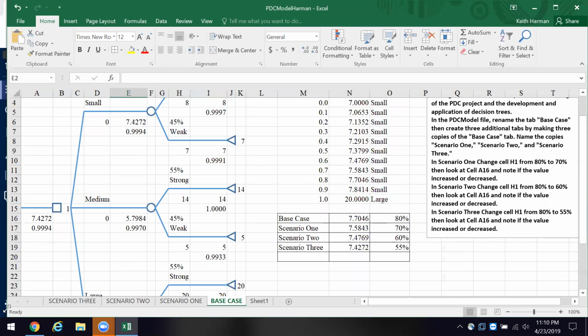The lower the probability of strong demand, the lower the expected outcome. We still build a small complex, but our expected outcome decreases. Conversely, the higher the expected outcome, i.e. the higher the probability that we're going to have strong demand, drives upwards this figure that we get, 7.7046, our expected value. Now the author's doing a couple of functions like the choose function, a single variable data table, things of that nature. But this is a nice little model that the authors provide us.